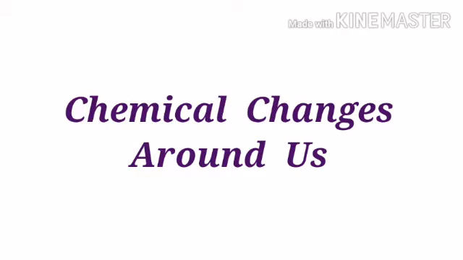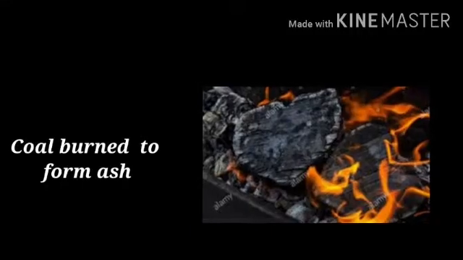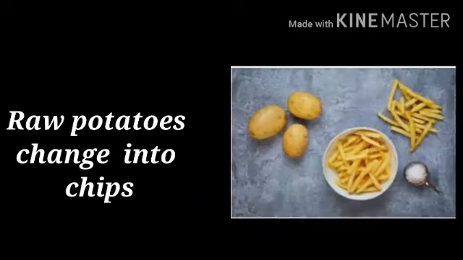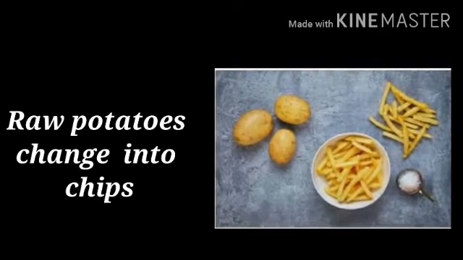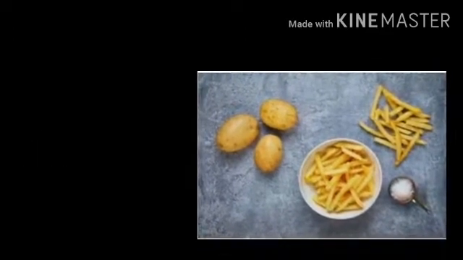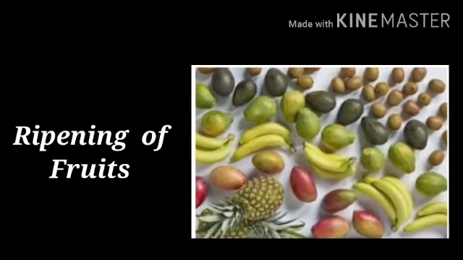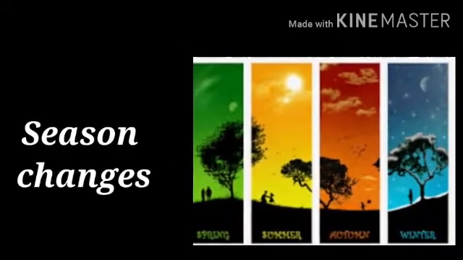Our nails and hair grow longer, we grow taller, and our body weight increases as we grow. Coal burns to ash, and glass breaks into pieces. Raw potatoes are made into potato chips. Fruits are ripened, and season changes. These are the changes happening in our daily life, right?